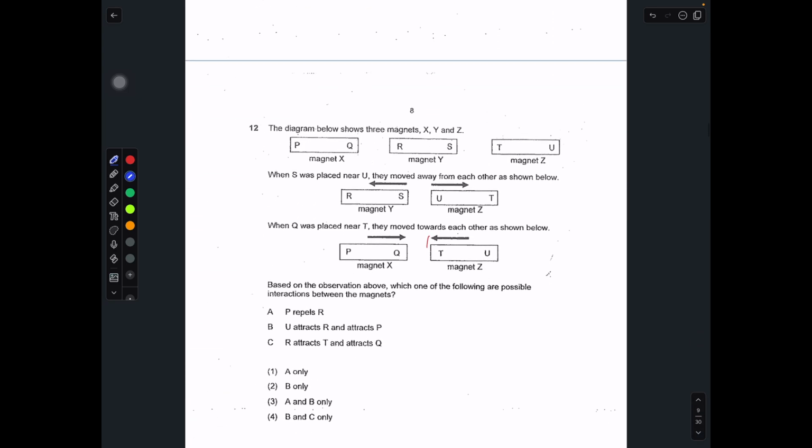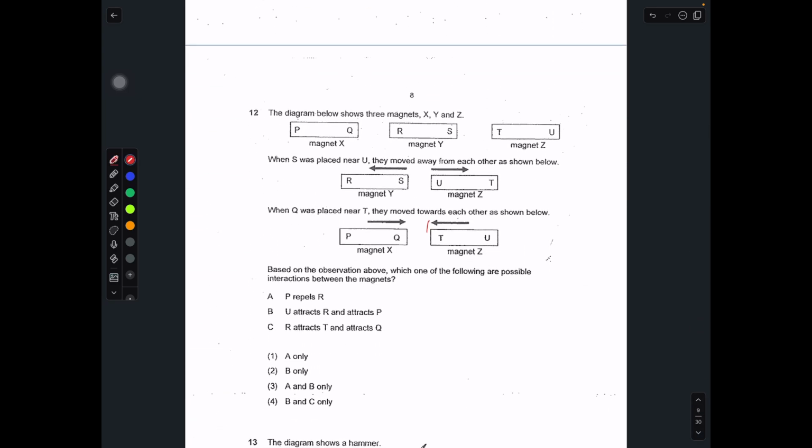For this, the diagram shows below 3 magnets X, Y, and Z. So you take a look at the situation. When S was placed near U, they move away. So it's trying to tell you repel. Okay, when X was placed near Z, they move towards. So they're trying to tell you attract. Towards and away.